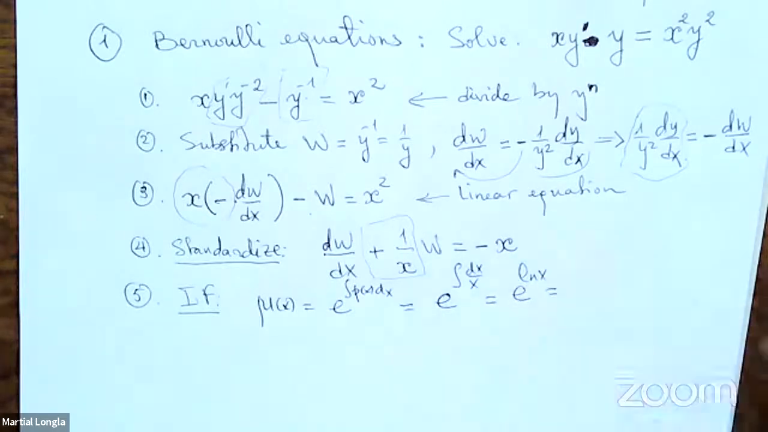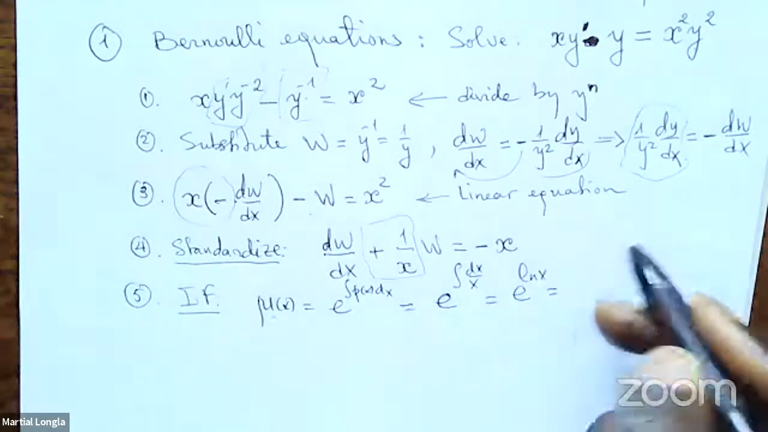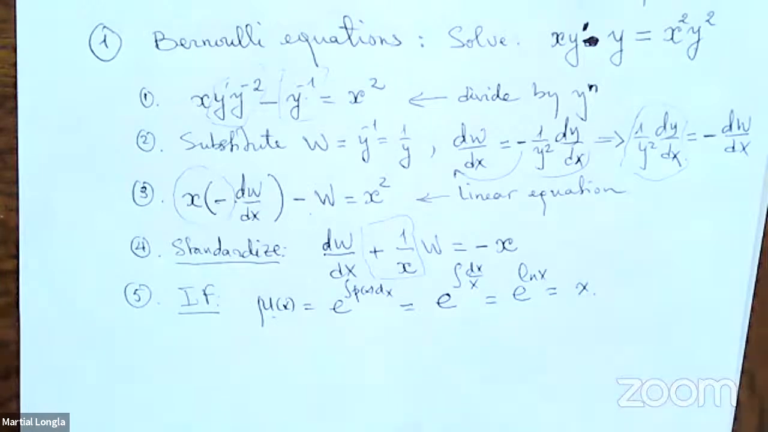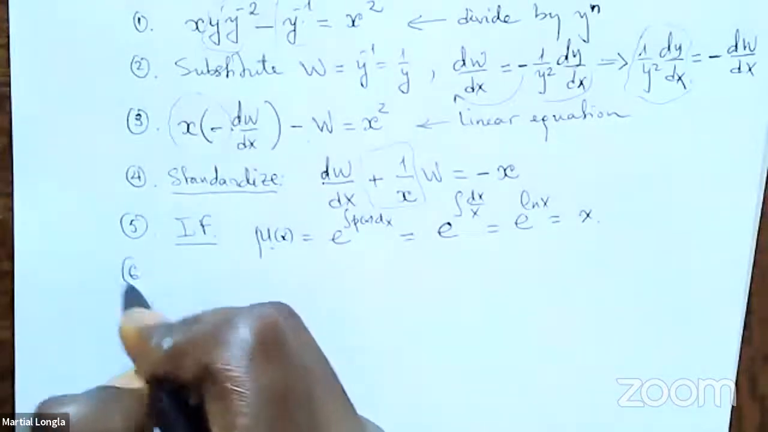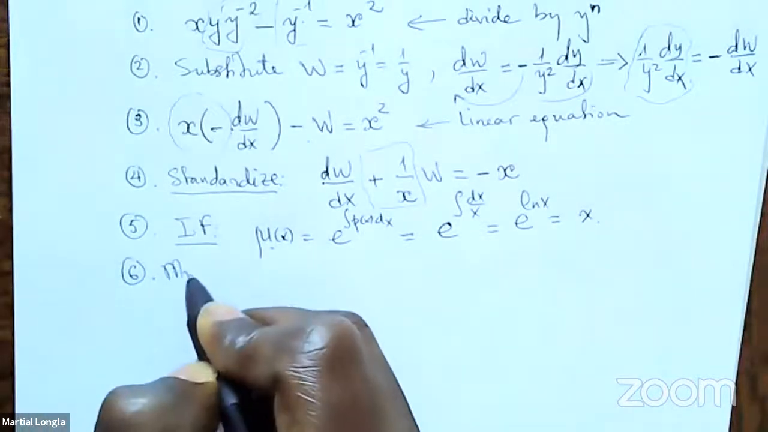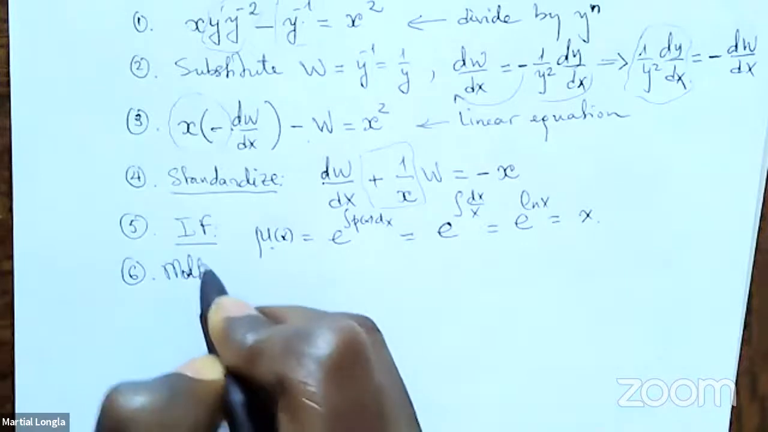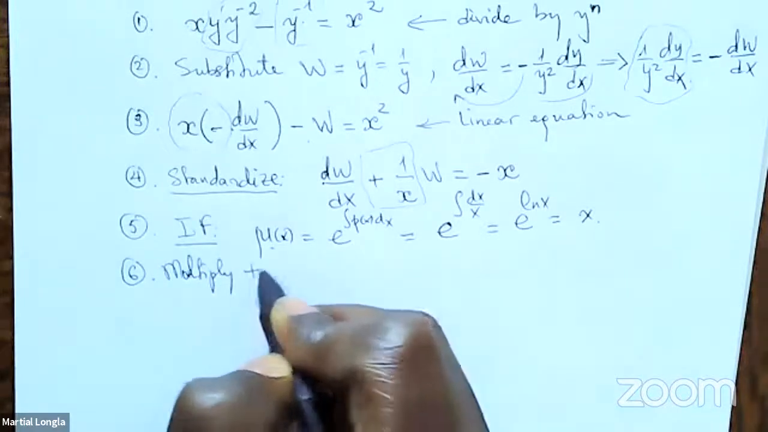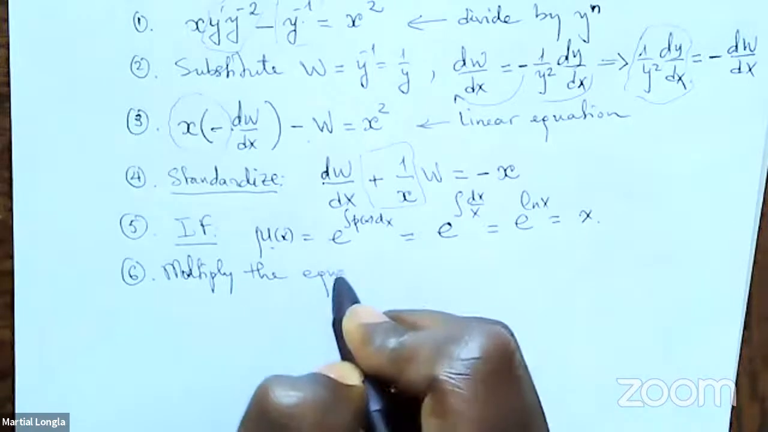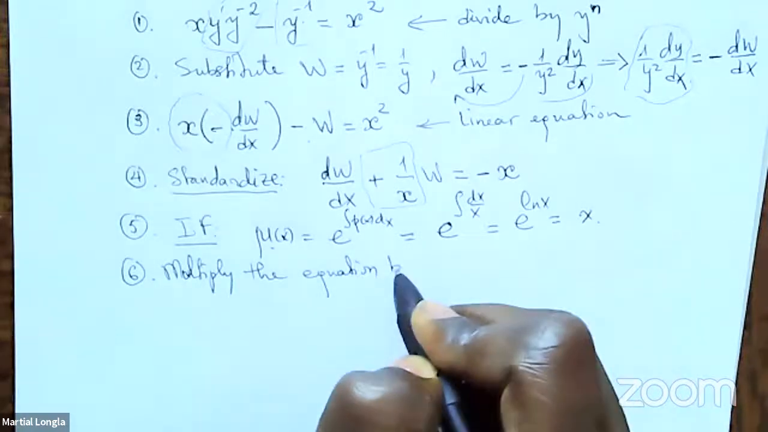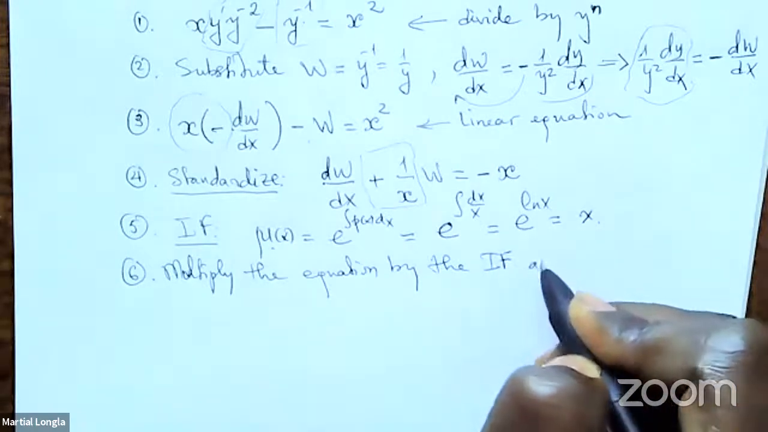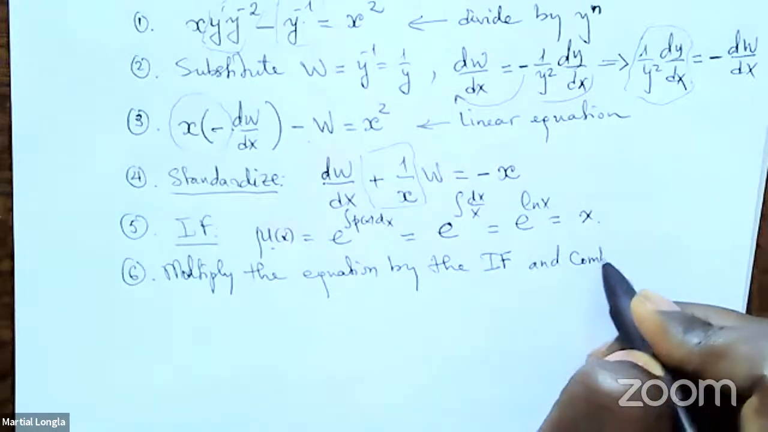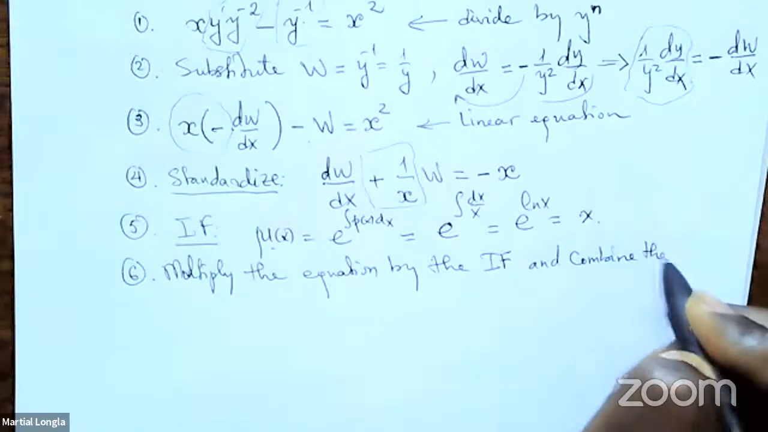And we don't take the constant because we just need one function. So e to the ln of x is x. So our integrating factor is x. So we get to the next step, which is multiply the equation by the integrating factor and combine the left.